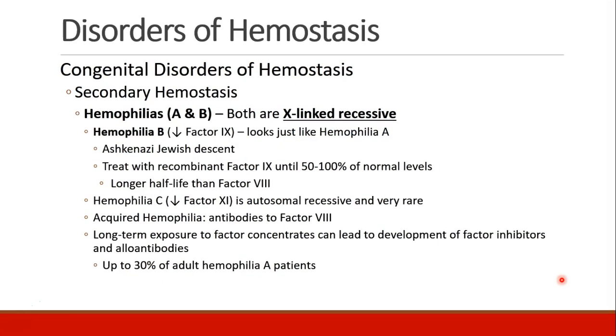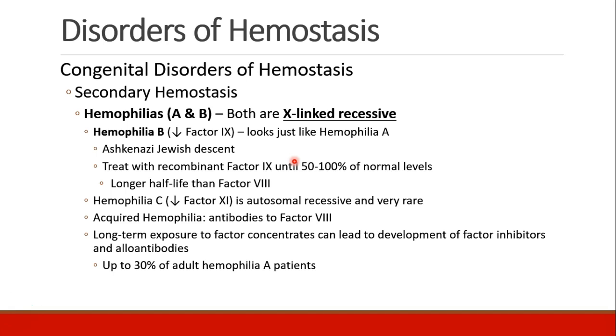Hemophilia B is pretty much identical to hemophilia A, except it involves factor IX. We see this in patients with Ashkenazi Jewish descent, and of course they're treated with factor IX instead of factor VIII. Remember, factor IX has a much longer half-life, and we treat them to levels of 50 to 100% of normal values. There is something called hemophilia C, which would be decreased factor XI. It's autosomal recessive and it's very rare.